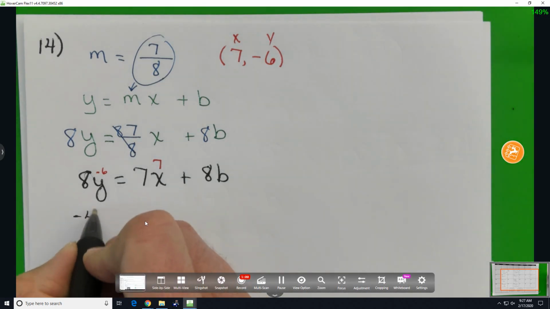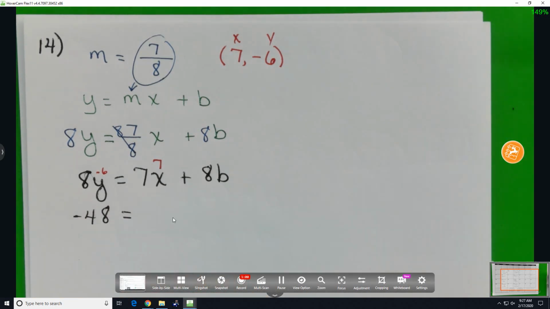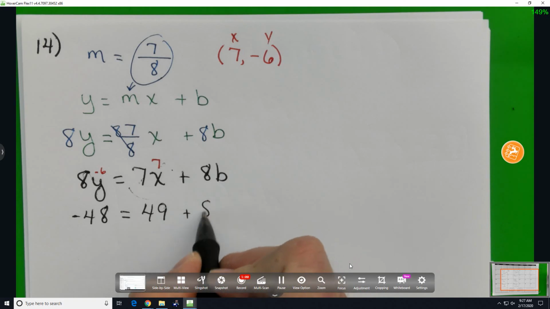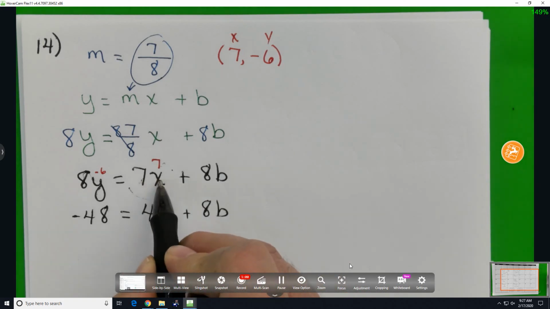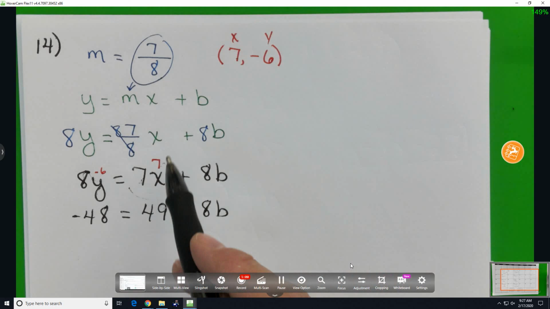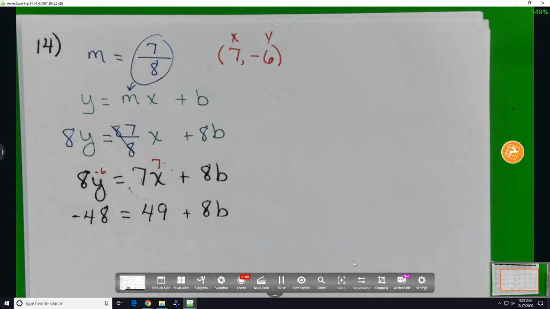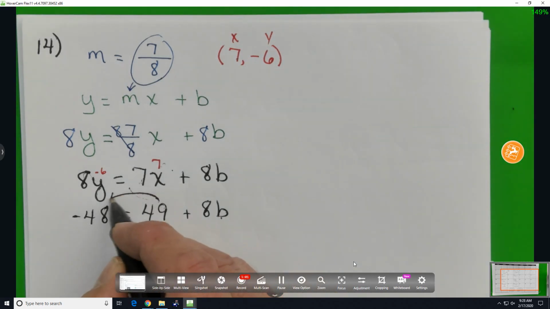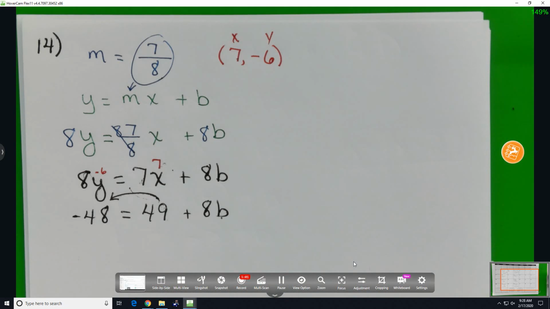Have you all caught up with me? And what about right here? I'm not going to write 77. What's that going to be? Is that a 49? The 7 times 7, and the 7 is that red 7. So now we've got to solve for b. What would I need to do? I move the 49 over. Is that going to be a negative 97? 97.